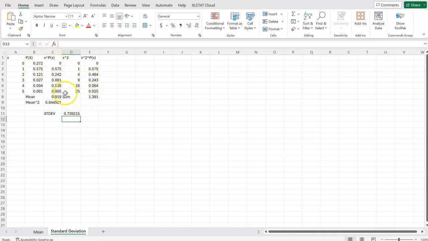So we actually went through the formula. We did calculate it by hand, but we used the calculator in Excel to do it. So we actually went through each step to calculate the standard deviation by hand, all right?